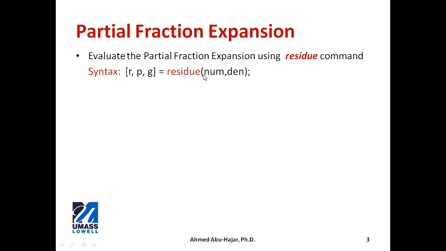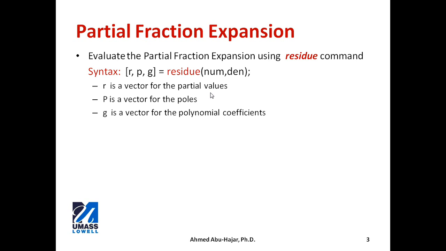What the residue command will return is three vectors for us, the R, the P, and the G, where the R vector is what I call the partial fraction values, and the P is the vector that contains the poles, and then the G is a vector for the polynomial coefficients that only exist when the rational function is an improper function.